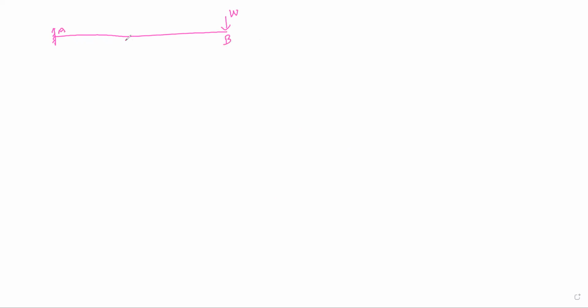Okay, let's calculate slope and deflection at point B. Write down the data. Calculate slope and deflection at point B for a cantilever beam given in the figure below. Use the moment area method. EI is constant. Now, first of all, let me explain the concept of EI.